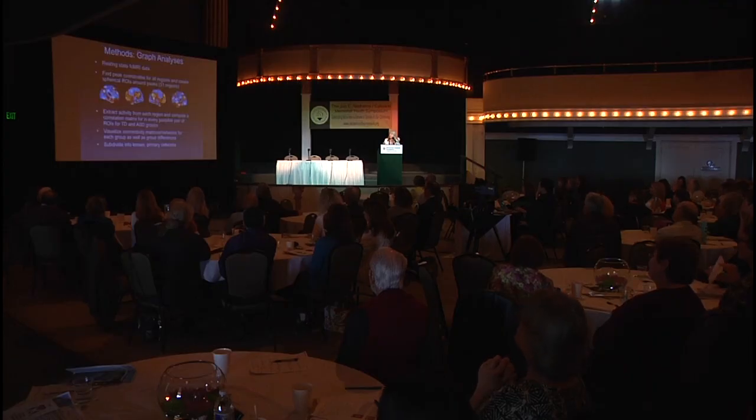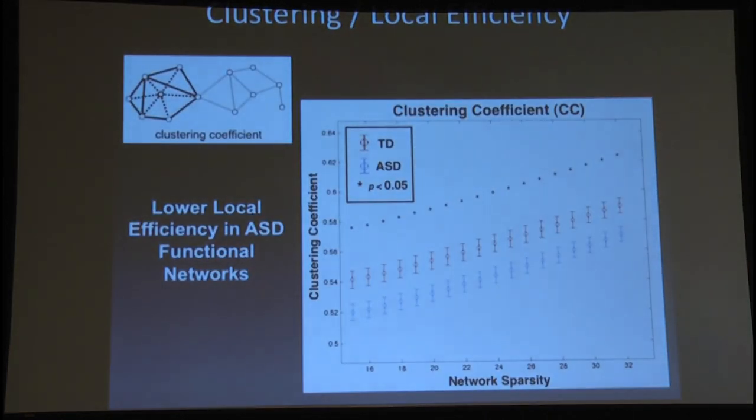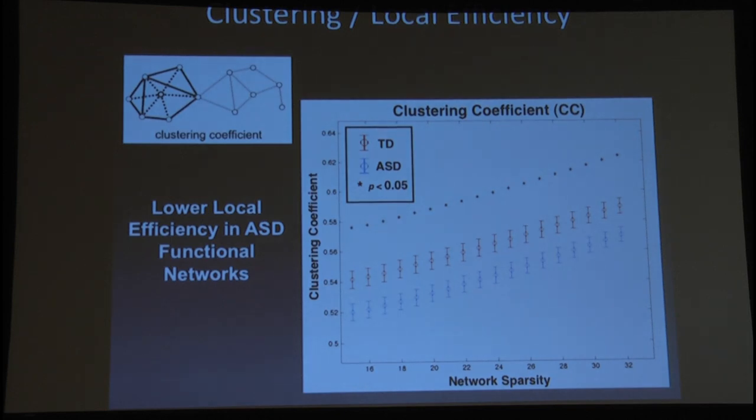So we did this in autism by looking at the brain at rest and what was connected to what, looking across all these regions of the brain where you see white spots, extracting the activity, and then looking visually at how the brain is connected. So I'm just going to do a quick summary of just a couple of our major findings. One is clustering. How well within a network do the regions that are within a single network cluster together? We call it clustering coefficient.